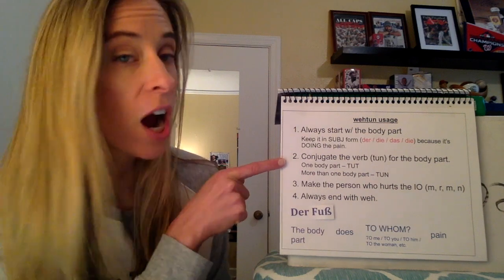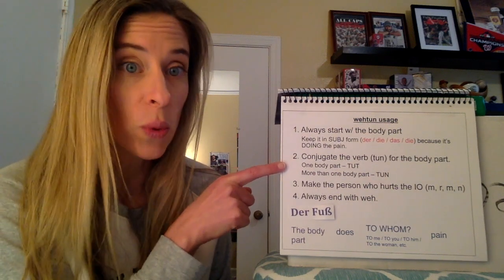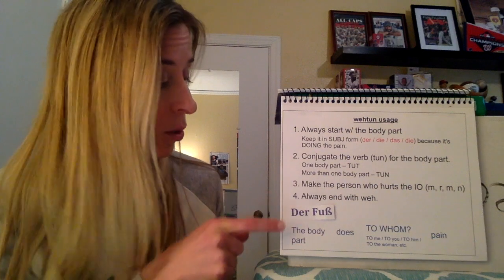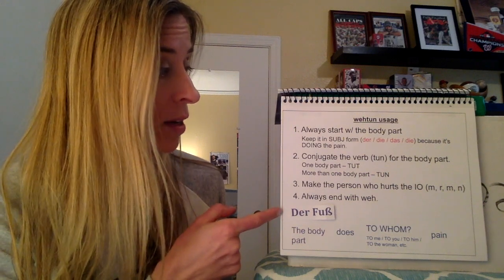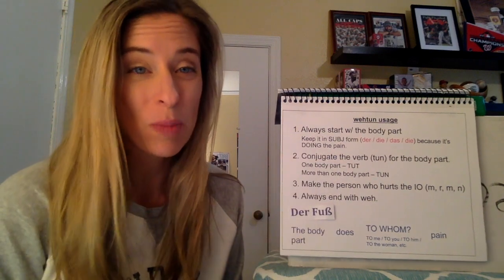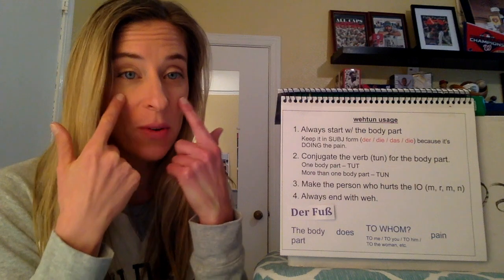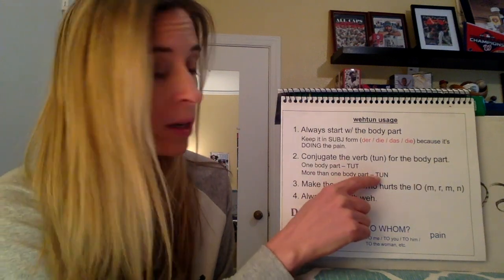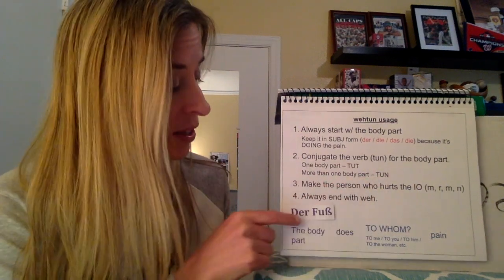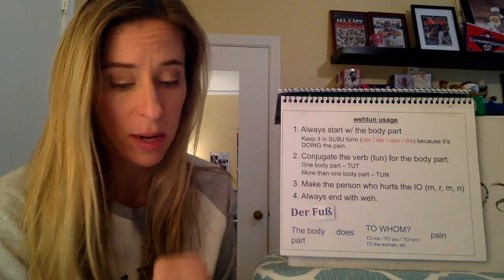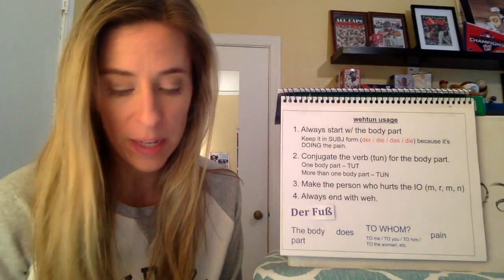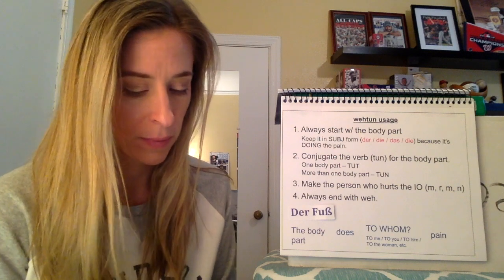Step two, conjugate the verb tun to agree with the body part. So you're only going to have two options here. If it's one body part, like der Fuß, it's going to be tut for er, sie, es. If it's two body parts, like die Zähne or die Augen, it's going to be tun for wir, sie, Sie. So in this case, I have der Fuß, that's one body part, and so my verb is going to be tut.